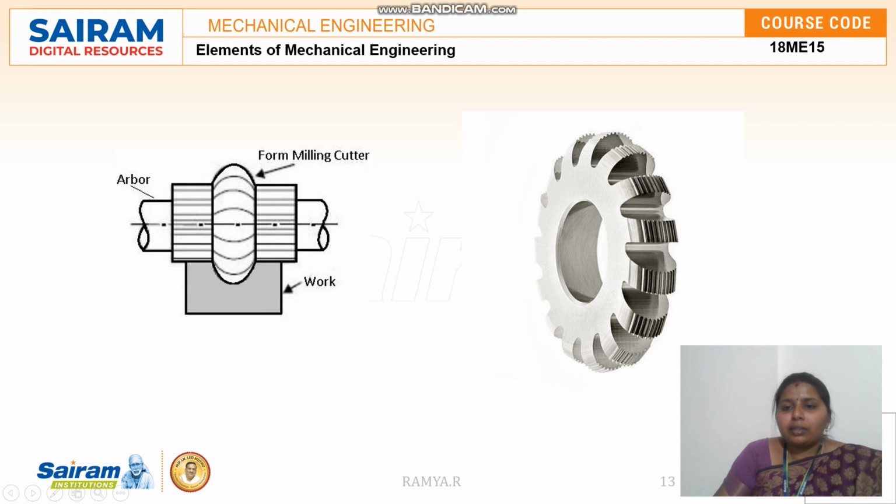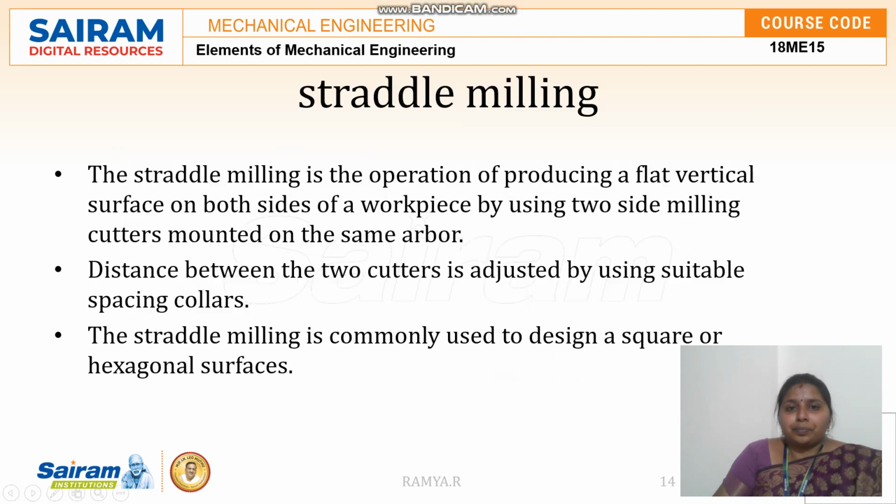So this is the cutter that is used for the forming operation, and this is how the forming operation is done in the workpiece, either to produce a concave surface or a convex surface. Any other irregular surface can be produced with the help of this form milling cutter.